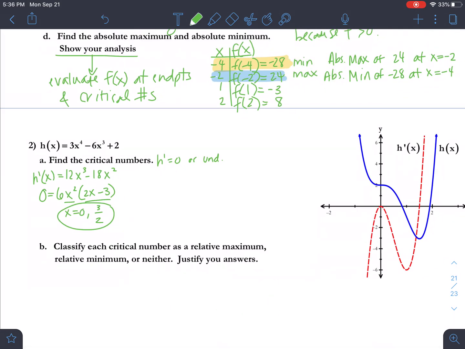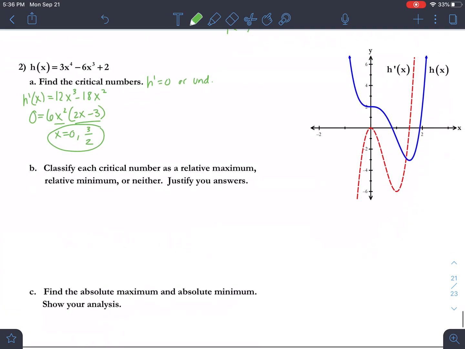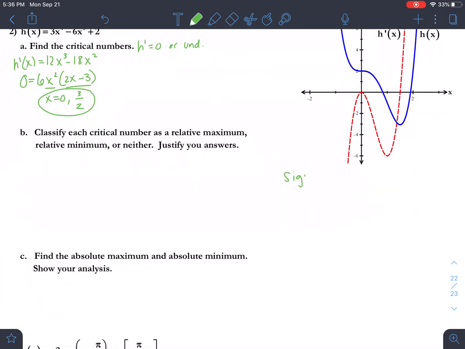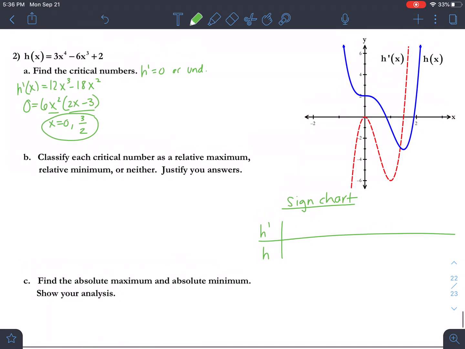Now the important part of this example, and the reason I'm showing you it, is because not every critical number is necessarily a relative max or min. So what we're going to do now is try out that sign chart and see what's happening. Remember, what do we put in that sign chart? It's h prime and h. We do the endpoints. Notice there was nothing given to us, which means we're just going from negative infinity up to infinity. What are the numbers we include in between? 0 and 3 halves, the critical numbers.